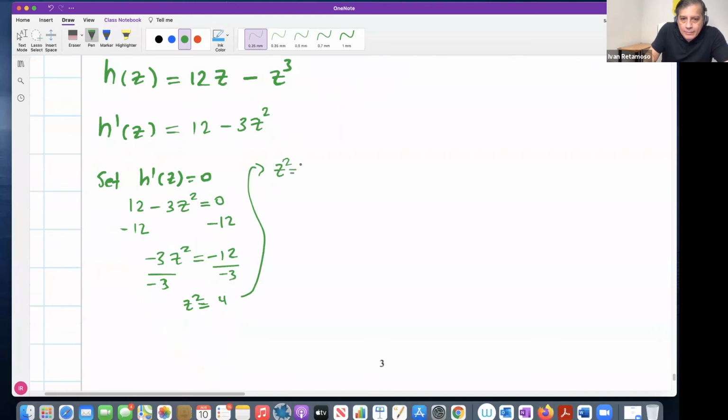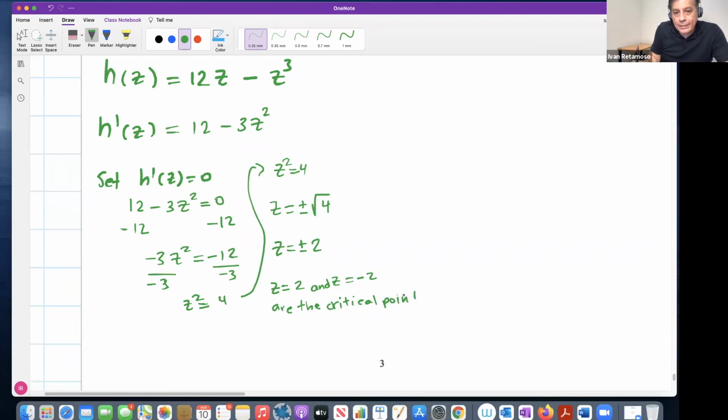z squared equals 4. Taking square roots, the positive and negative square root of 4 will be equal to z, right? The positive square root is 2. The negative square root is -2. So z is equal to 2, z equal to -2. These are the critical points.